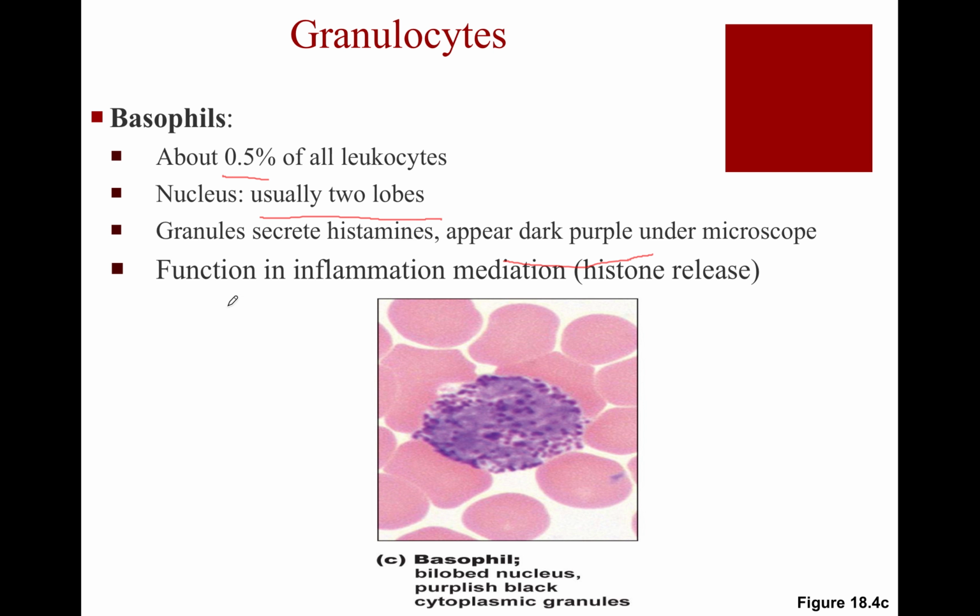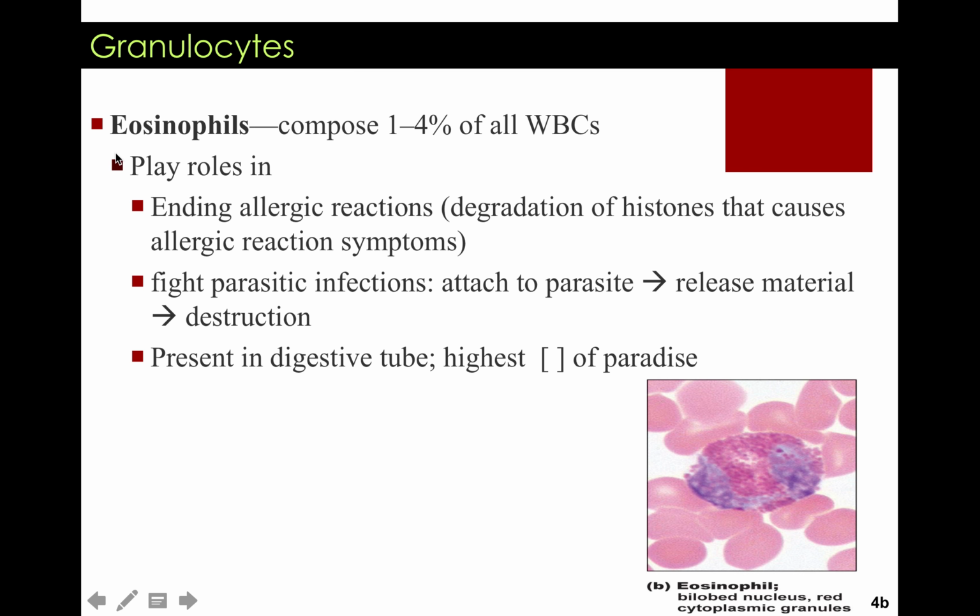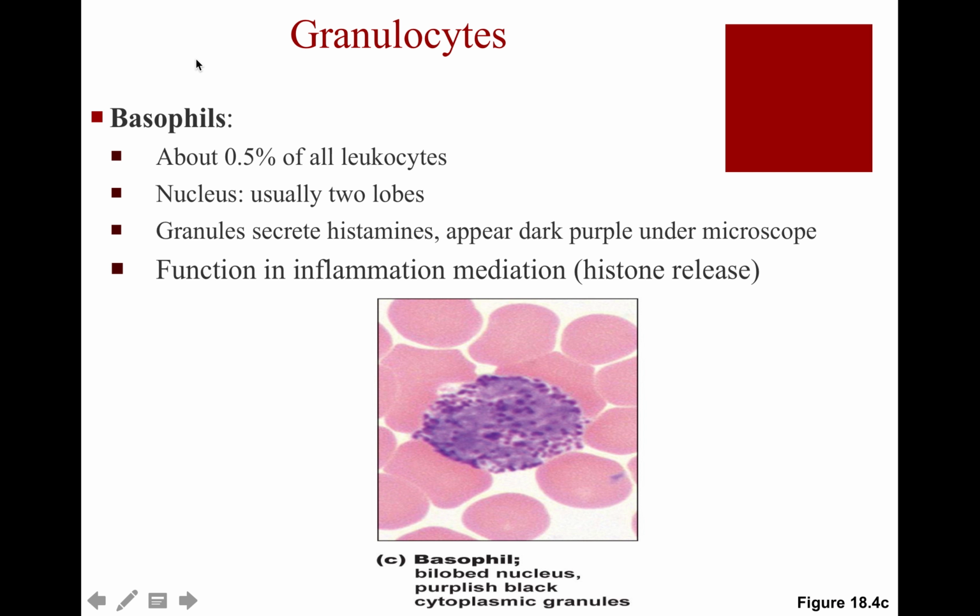The main function associated with basophils is creation of inflammation during any type of immune defense in your body. What they do is actually release histones to be able to accomplish their task. If we learned previously, when we were talking about eosinophils, that they are responsible for degradation of histones, basically what we're saying is the eosinophils counteract the effect of your basophils.